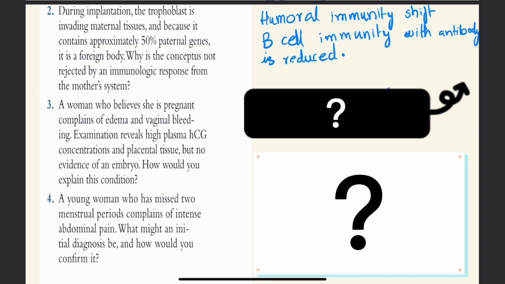Next, during implantation, if trophoblast is invading maternal tissue and it contains the paternal gene, it is a foreign body. Why is the conceptus not rejected? Because the humoral immunity or B cell immunity with the antibody is reduced by the pregnancy.